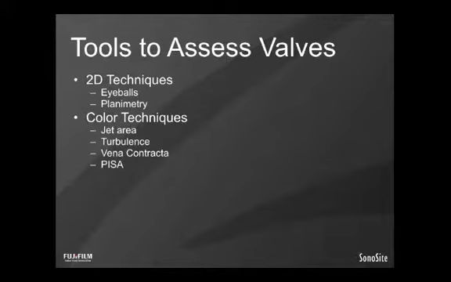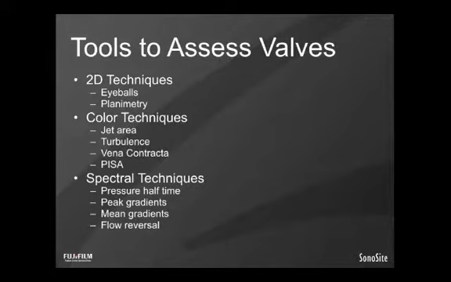Color techniques are multiple as well. Most commonly used are jet area, assessment grossly for the presence or absence of turbulent flow, which may indicate the presence of a stenotic lesion, vena contracta, which we will discuss, and PISA, a more sophisticated technique, which we will not discuss in any detail in this screencast.